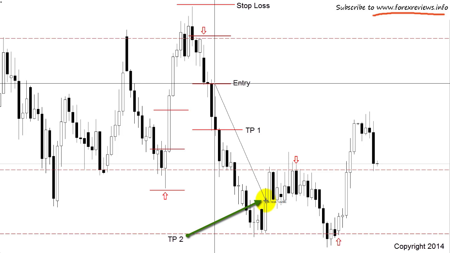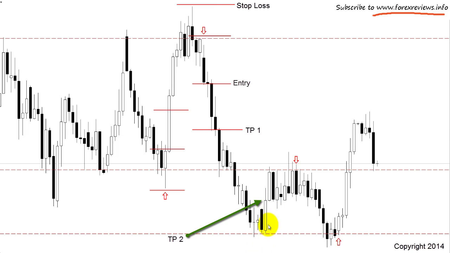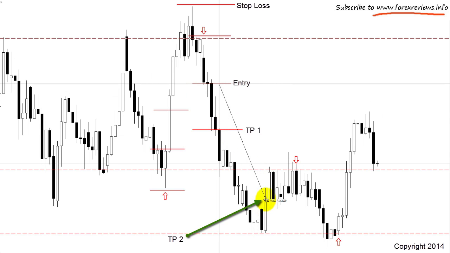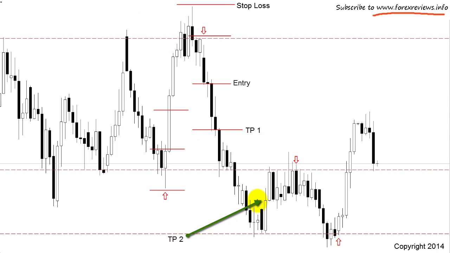611 pips at the next structure, right? So overall, 230 pips in the first trade, 602 pips on the second trade, telling us where to get out right here.